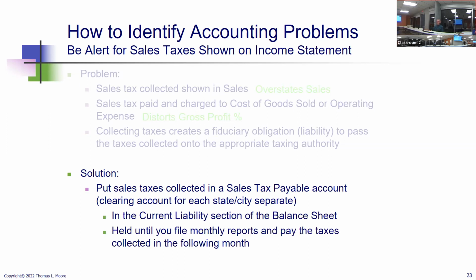This is the current liability section of your balance sheet. So that's where it should show up. It's a liability. So you've collected those sales, right? And you're going to have to pay them. That's why it's considered a liability. So that's where it's listed.